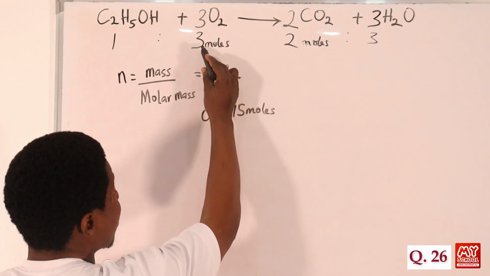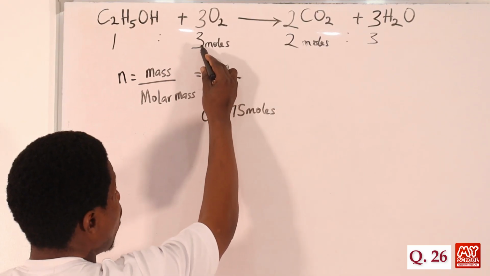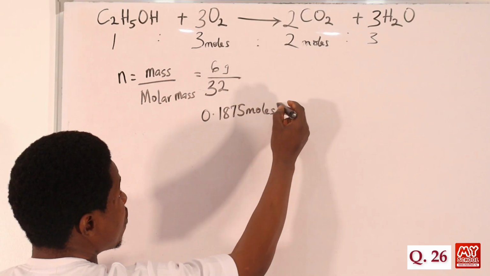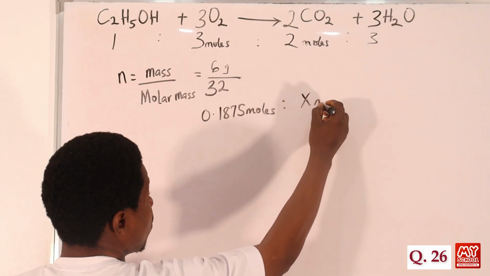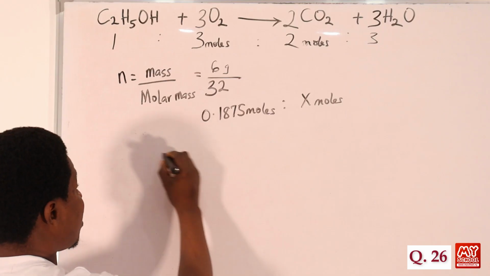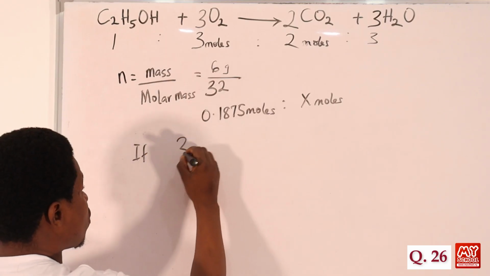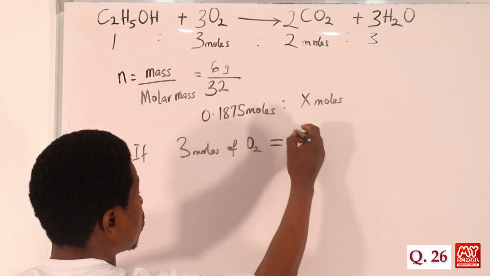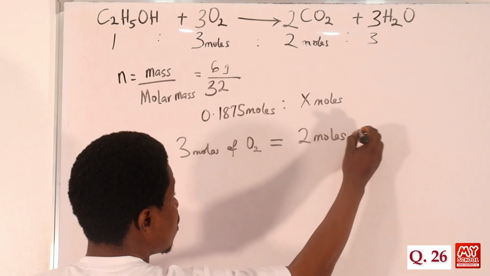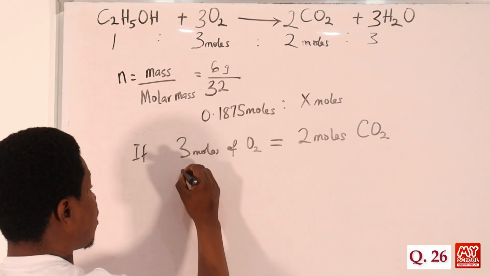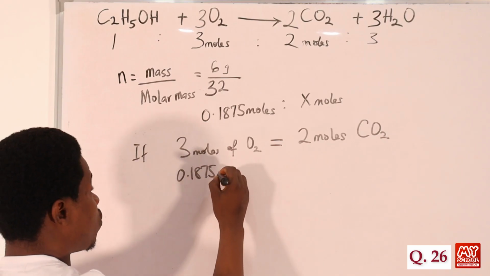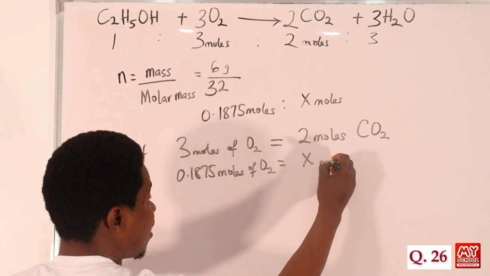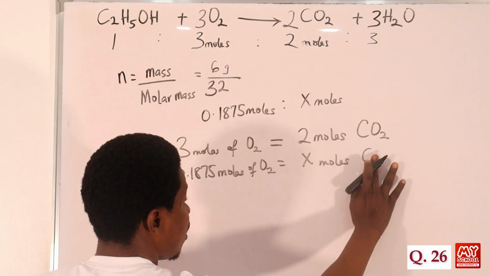Now don't forget that the ratio is between oxygen and CO2. So ratio 3 moles gives us 2 moles. Then 0.1875 moles will give us X moles. So we can just do a simple proportion. If 3 moles of oxygen produces 2 moles of CO2, then 0.1875 moles of oxygen will give us X number of moles of CO2.